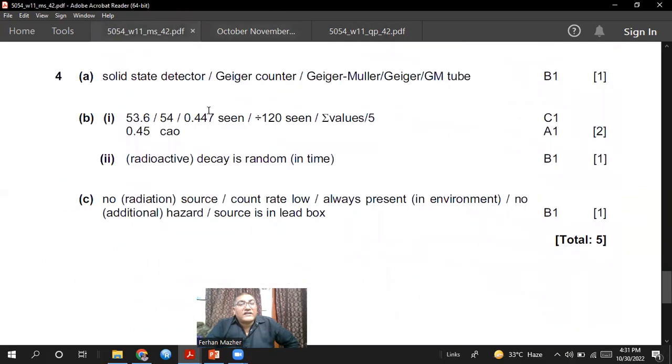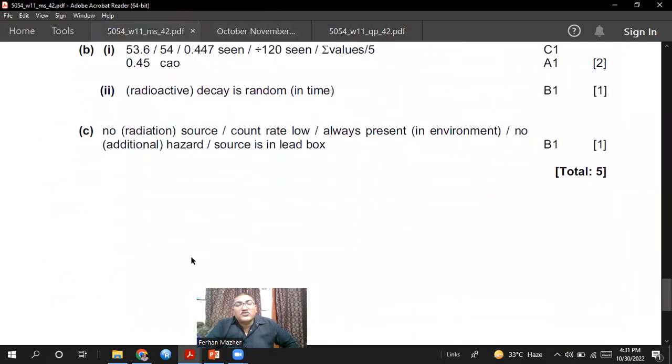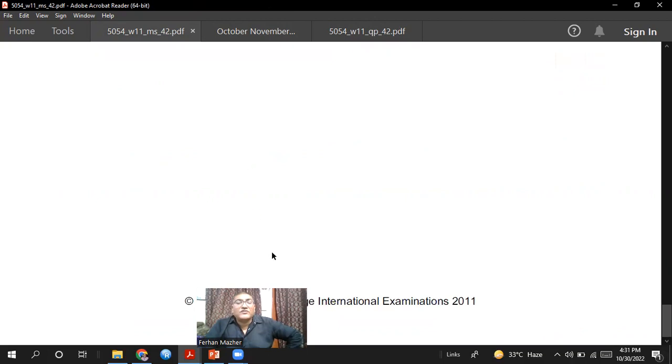So let's check from the marking scheme. No radiation source, count rate low, always present. Environment, no additional hazard. Some source is in the lead source. So there is no source, okay? So we are done with the question number 4.